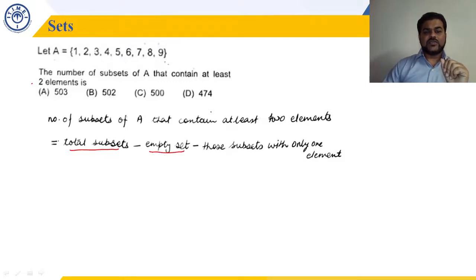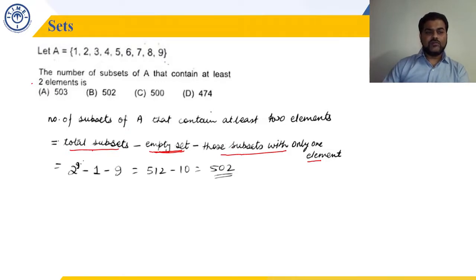All possible subsets minus the set which has 0 elements. 0 elements means the null set or the empty set. So total subsets minus the empty set, minus those subsets with only 1 element. So from the total subsets, if I subtract the empty set and those subsets which have only one element, I will get all those subsets which will have at least 2 elements, which means 2 elements or more. What is the total number of subsets here? It is 2 to the power 9, right? 2 to the power the number of elements. Minus 1, there is one empty set. So that empty set is subtracted.